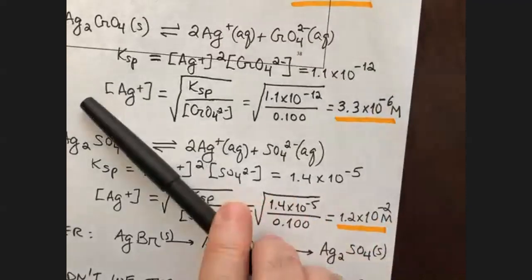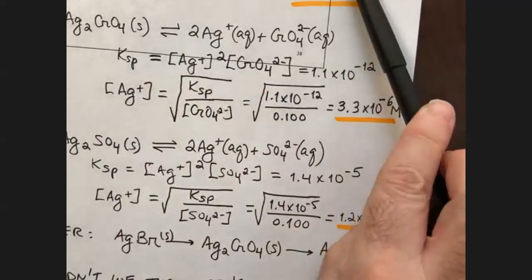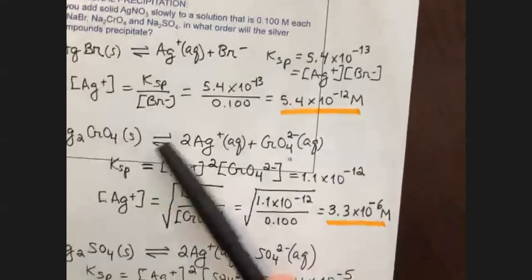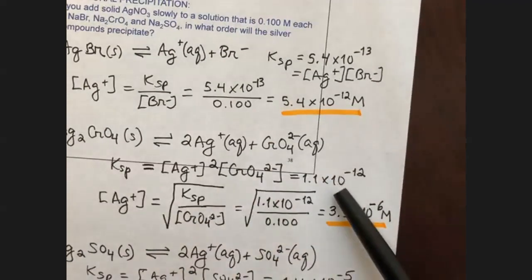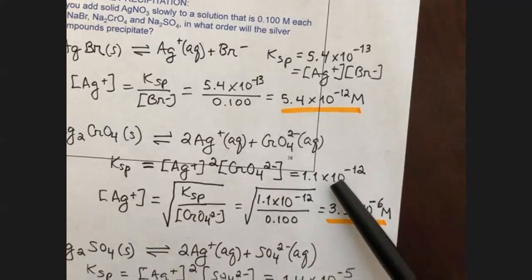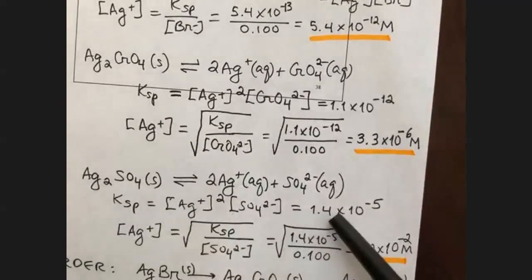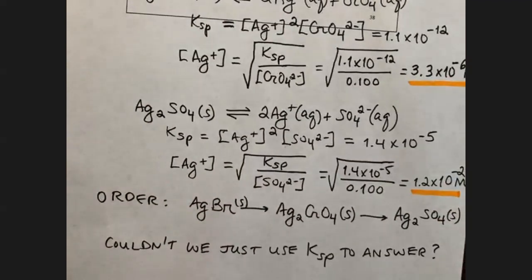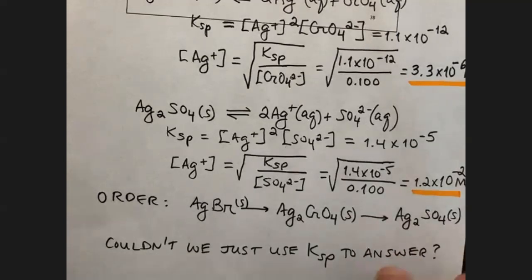Who has the smallest KSP? Silver bromide, 5.4 times 10 to the minus 13, followed by silver chromate, 1.2 times 10 to the minus 12, followed by silver sulfate, 1.4 times 10 to the minus 5. So why couldn't we just simply use KSP to make the prediction? Why have to go through all these calculations? I'm pretty sure you had the same question, right? I'm pretty sure you did. All right, so let's see if we can deal with that question now.